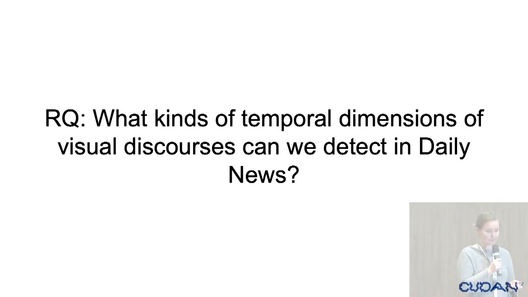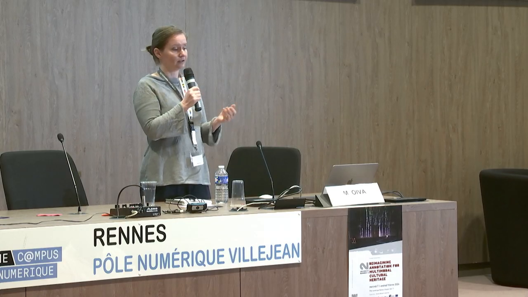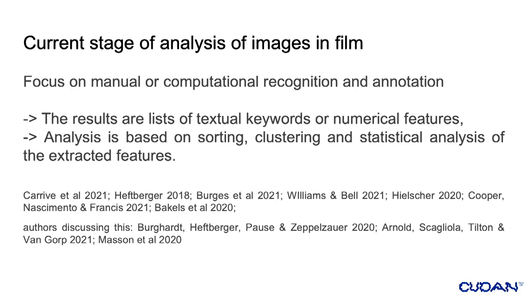In our research, we have different research streams and a chain of publications coming up. But one of the interesting topics that I will be talking about here is one of the research questions that we have been having: to look at what kinds of temporal dimensions of visual discourses we can identify in daily news, the Novosti Dnia newsreel series. What can we see there? What kinds of temporal differences are there? And this leads to what I call my annotation problem. So let me explain a little bit more.